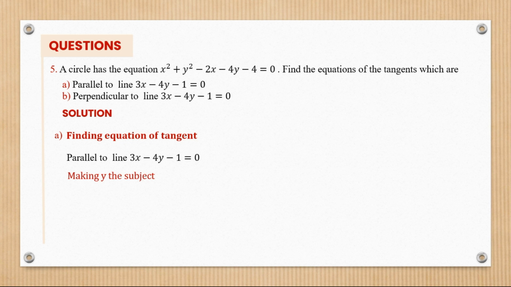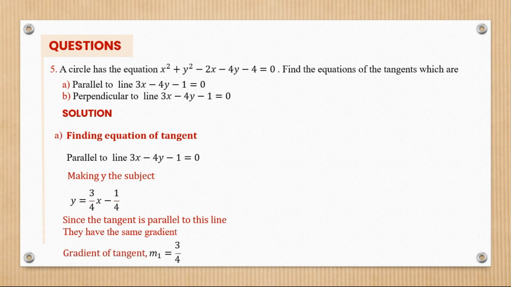So now let's make y the subject here and then find the gradient. So we shall have it as 3 over 4x minus 1 over 4. Since the tangent is parallel to this line, they have the same gradient. And then the gradient of the tangent, m1, shall be equal to 3 over 4.